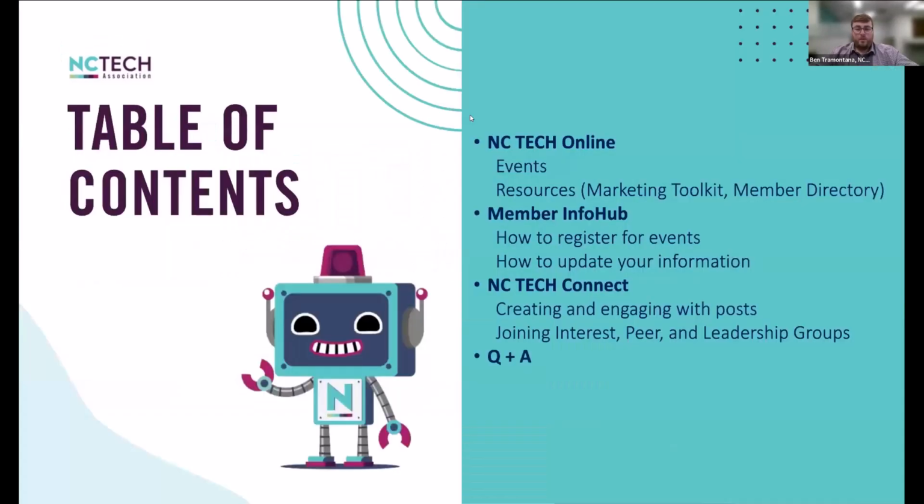All right. Today we'll be going over our NC Tech Online, where you can look at our events, different resources like our marketing toolkit and member directory. The member info hub, where you can register events, update your information, pay bills, and things of that nature. And lastly, NC Tech Connect, is our LinkedIn-like platform where you can create and engage with posts, join leadership groups and different peer groups. And we'll have a time for question and answers at the end.